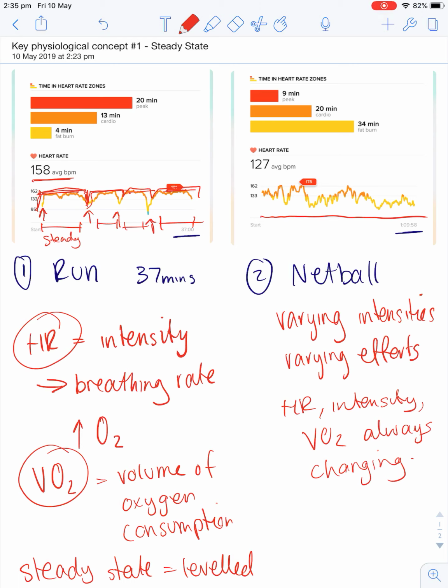So steady state is the period where the oxygen consumption and heart rate are at a level where they are meeting the demands of the body, but we are not in steady state when we are continually varying our intensity and changing our efforts, because our cardiovascular system and our respiratory system are trying to catch up to meet the demands of the body. So that is steady state. Pop a definition for that into your glossary in a way that you understand. You may wish to draw a diagram.